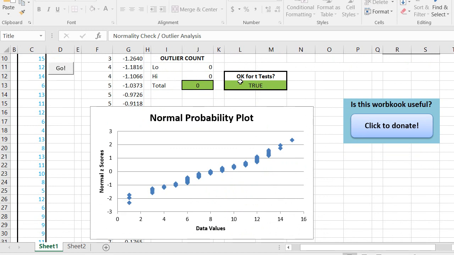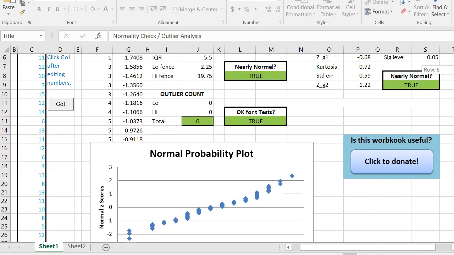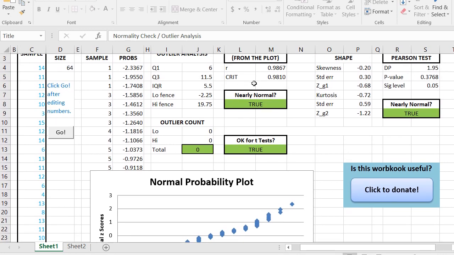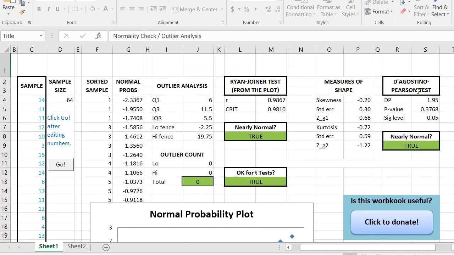Okay, for t-test here, it's telling you that's a true. So it's looking at the normal probability plot and then comparing that against the standard to see if that's going to give good results for a t-test or hypothesis test. And then nearly normal, it assesses that as true. And then it also does the D'Agostino-Pearson test, and that one also comes out as nearly normal. So you got the Ryan-Joiner and then the Pearson test, and both of those are saying approximately normal. It's coming out true for t-tests. This data is approximately normal. So it's good enough for us.